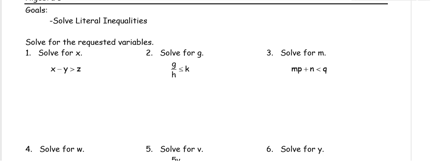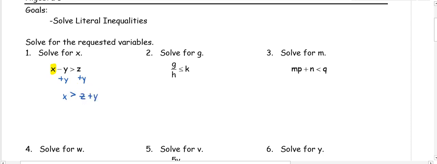So in number one, it wants us to solve for x, which means anything that's by x needs to move to the other side. So we have a minus y. Remember that the opposite of minus y is plus y. So we're going to add y to both sides. So we get x is greater than z plus y.